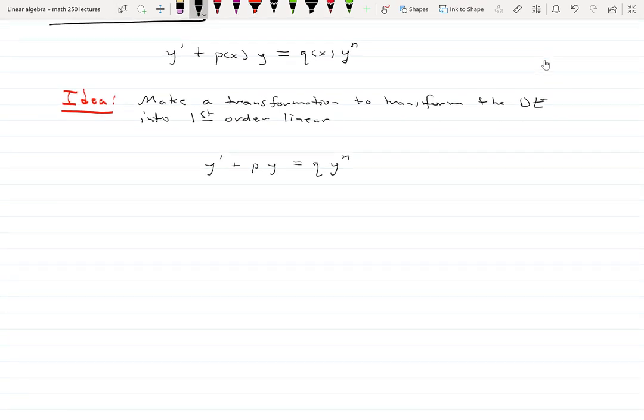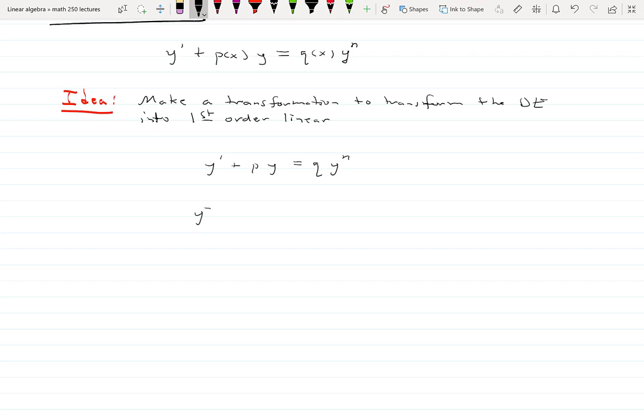Here's our differential equation. So what's the problem now that's keeping this from being first order linear? The problem is the y to the n. Yeah, that's the problem. So let's get rid of the problem. Let's multiply both sides by y to the negative n. Okay, so get rid of the problem. That's the first step.